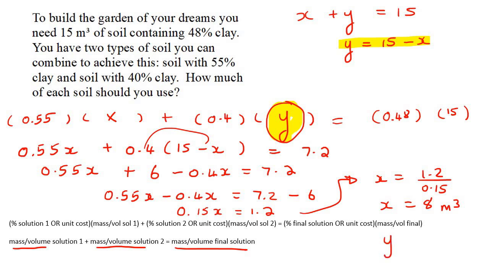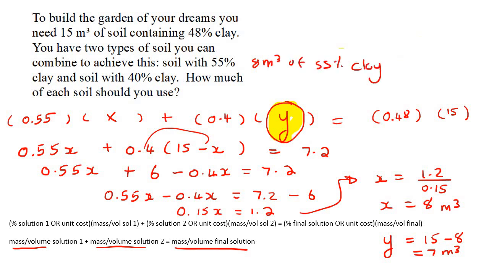Okay, so we know that for the first solution, we should use 8 meters cubed of that one. And then we can easily find the y value now by coming back to this equation. Because if we use 8 of this one, then we obviously need to use 7 of the other one, because the total volume must be 15. But if you just had to use this formula, you would say that y is equal to 15 minus 8, and so that would be 7 meters cubed. So let's answer their question properly now. We will need 8 meters cubed of 55% clay and 7 meters cubed of 40% clay.